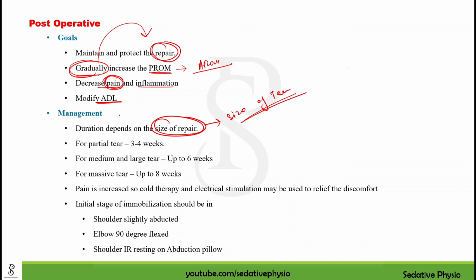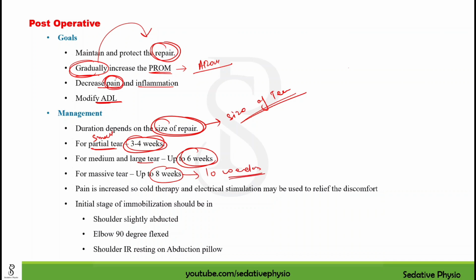Like how? For the partial and small tear, it can go up to 3 to 4 weeks. For the medium and the large tear, it can go up to 6 weeks. But for the massive tear or the full thickness tear, it can go up to 8 weeks. But sometimes it can also go up to 10 weeks.